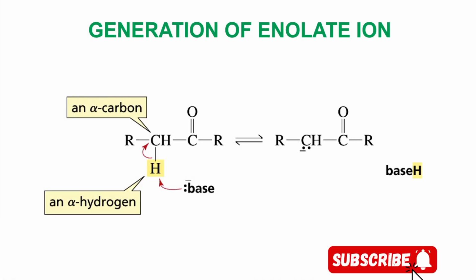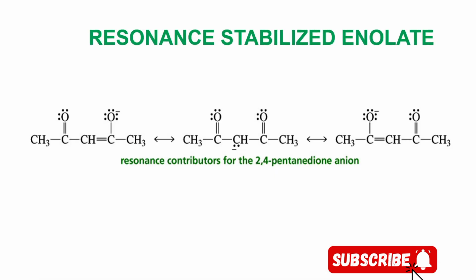Now, in generation of an enolate ion, this base is going to take this alpha hydrogen, as seen on the slide, and then the bond between this carbon and hydrogen is going to break and the electrons stay on carbon, leaving a negative charge on carbon. This is what we call an enolate ion. When an enolate ion is formed, it is essential for it to be stabilized. How is it stabilized? These enolate ions are stabilized by resonance.